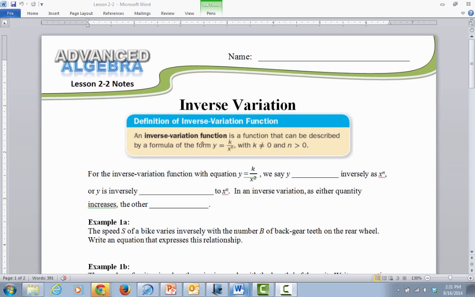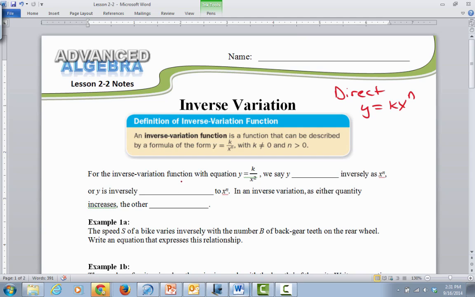An inverse variation function is a function that can be described by a formula in the form y equals k over x to the n. Okay, that's how it's different. Remember, with direct variation, just to remind you, it's y equals k times x to the n. Do you guys see the difference between them? Okay, so the k is on the numerator, x to the n is on the denominator in this case.